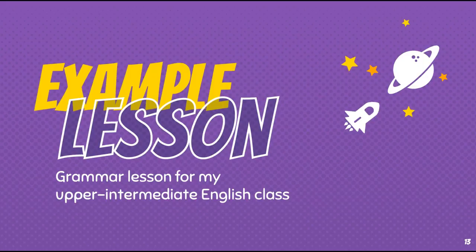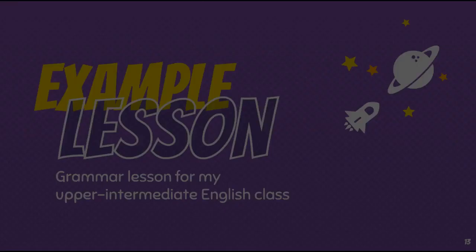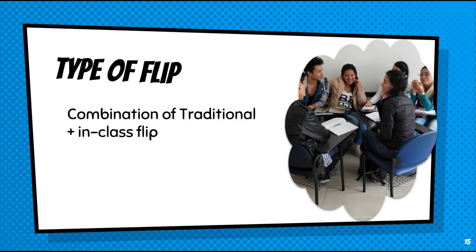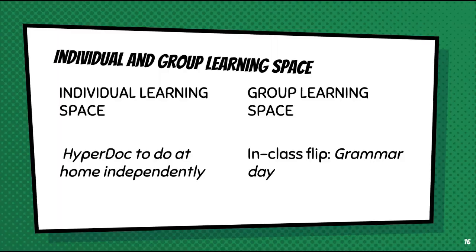So let me walk you through one example lesson. This is one for my upper intermediate English class. The communicative topic is recipes and food, and the grammar topic is determiners and expressions of quantity. The type of flip is a combination of traditional and in-class flip in this case. In the individual learning space, students will do a hyperdoc with all the grammar exercises to do at home independently. And in the group learning space, we'll do an in-class flip, which I call a grammar day.